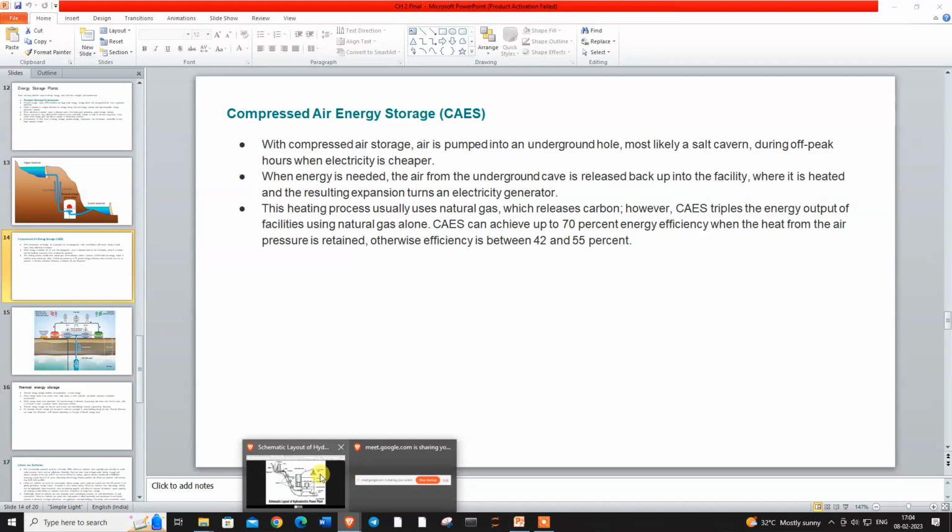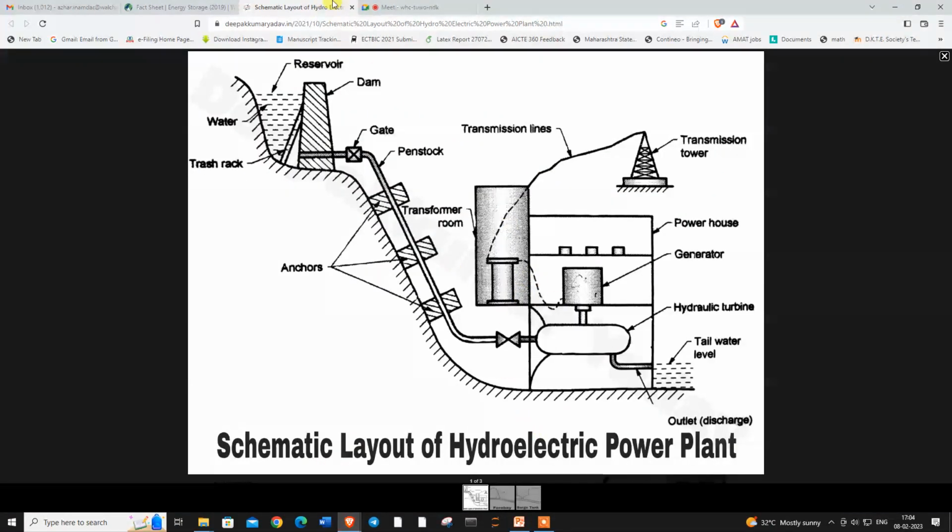One second, the notification. Okay, ठीक है.